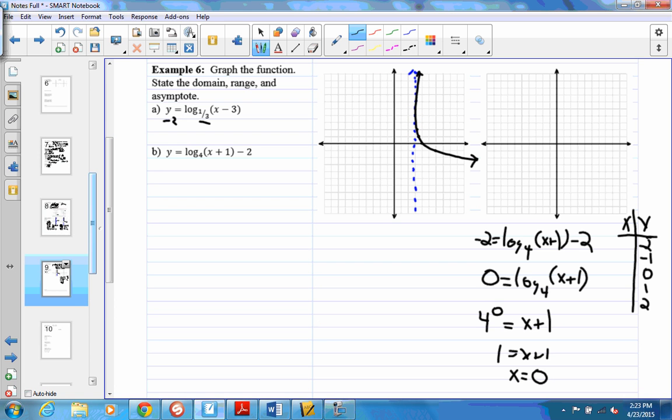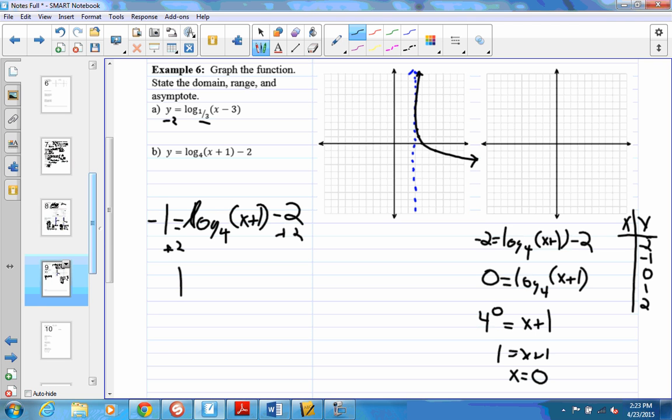It's not that bad once you figure this out, and I should have shown you this. My bad. So if I plug in negative 1: negative 1 equals log base 4 of x plus 1 minus 2, right? There's a 2 there. Before I can change this to 4 to the negative 1 equals x plus 1, I need to get rid of this negative 2, so I'm going to add 2 to both sides.